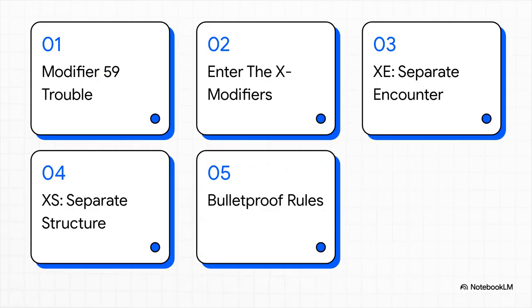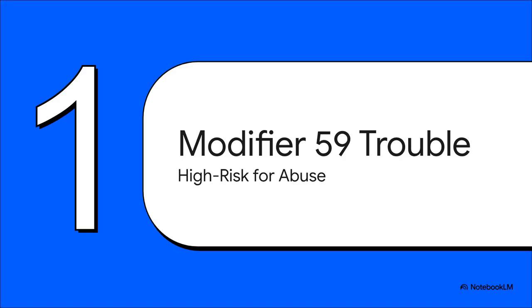Here's our quick roadmap for this explainer. 1. The trouble with Modifier 59. 2. Enter the X modifiers. 3. XE, the separate encounter. 4. XS, the separate structure. And finally, 5. Bulletproof documentation rules. Let's get to it. Section 1.